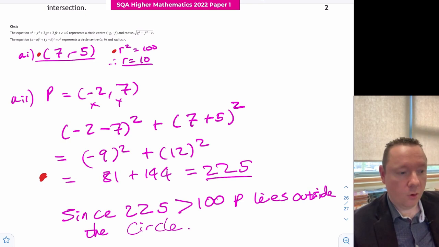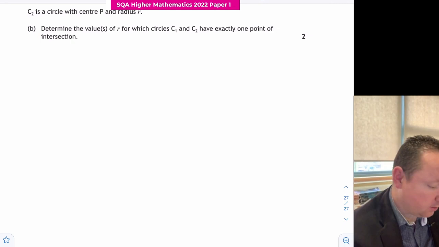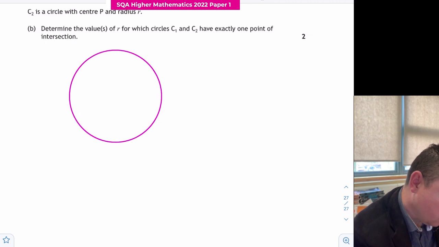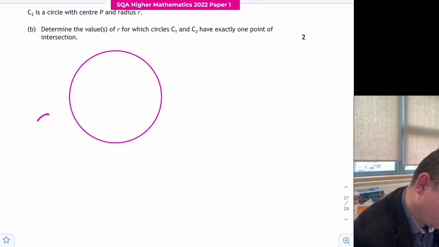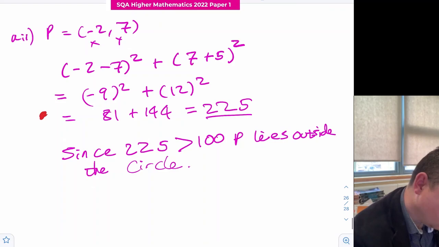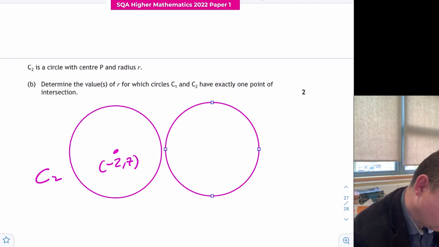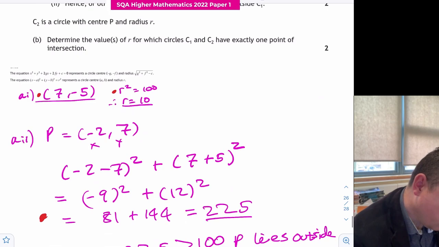Part B says that C2 is a circle with centre P and radius R. Determine the values for which C1 and C2 have exactly one point of intersection. So you've got two options. If I draw a circle here, we'll call this C2, and its centre is P, which, if we remind ourselves, was (minus 2, 7). And then we've got our first circle, let's call it C1. If we move that over so it's touching, the centre of that circle was (7, minus 5).